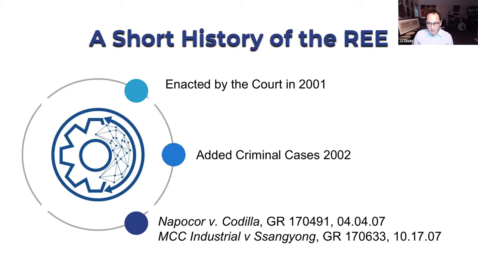This problem has now been solved by the new rules on evidence, because the rules on duplicate originals under the rules on electronic evidence is now part of the rules on evidence, and therefore photocopies now are considered duplicate originals under the rules on evidence. Okay, so if you have a photocopy, you can present that, and only under certain circumstances could you be compelled to produce the original.